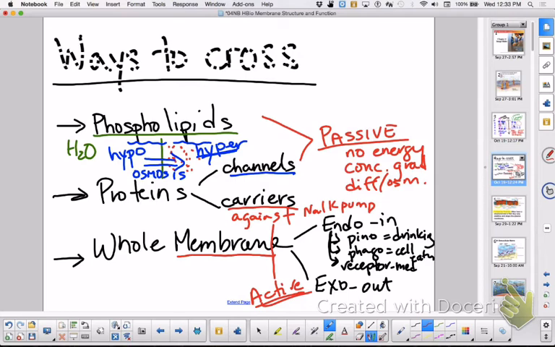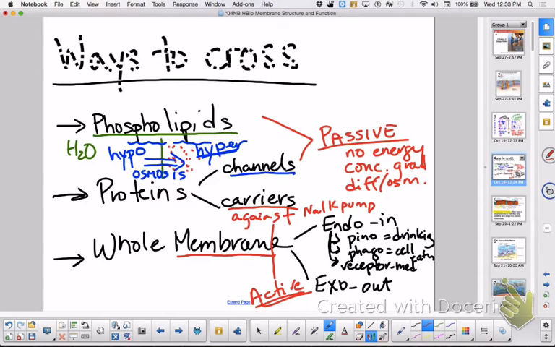Okay, if I wanted your red blood cells to start bursting left and right, which would be death, and that would be bad, what would I need to shoot into your veins? What do I want to shoot into your veins? Distilled water. Because distilled water would be hypotonic, your red blood cells would be hypertonic.